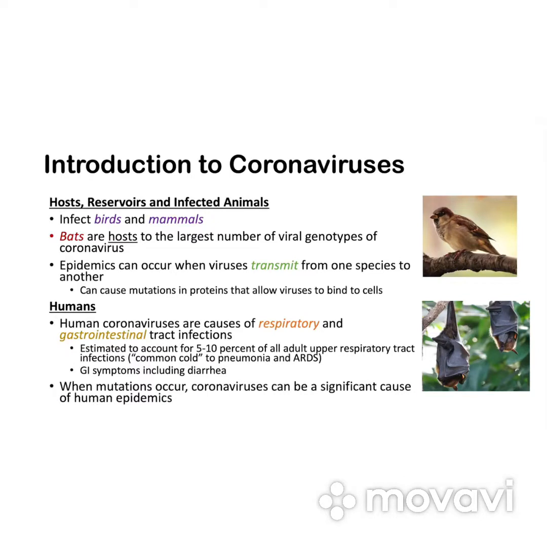And when mutations occur, coronaviruses can be significant causes of human epidemics. As we mentioned before, a lot of times these mutations can occur when the virus is transmitted from one species to another, or an entirely new coronavirus can be developed through these mutations. And we have seen several instances in the recent past where there has been transmission from one species to another, leading to a new virus and a new outbreak of coronavirus.